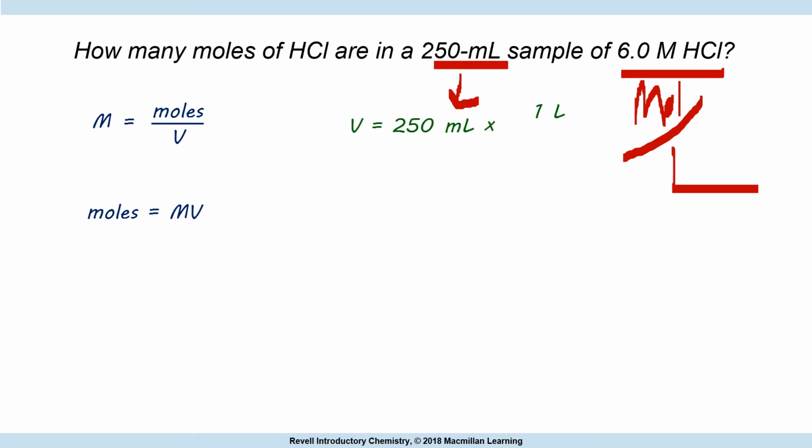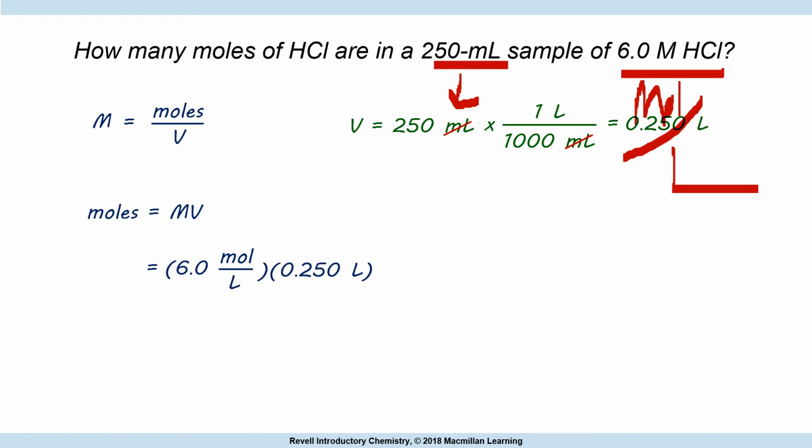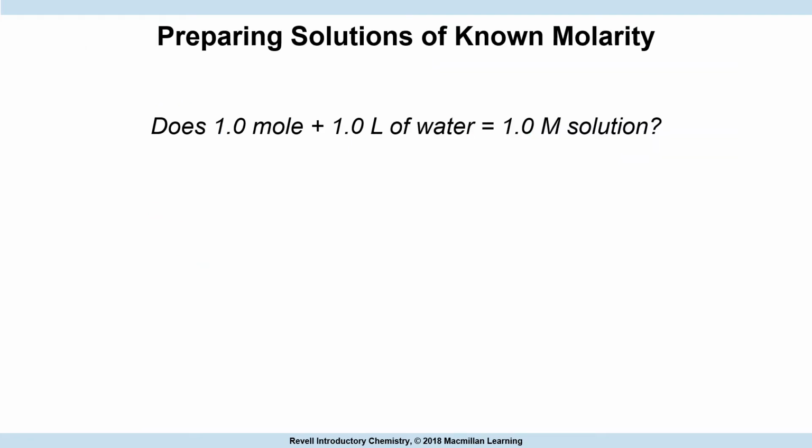Write down a few equations. So here we're changing the 250 into 0.250 liters. That's how many liters we have. And the molar is 6 moles per liter. So we multiply the moles per liter times the liters. We'll see the liters cancel out, and we'll get how many moles there are. 1.5. There's two significant figures. That's what we hold in our answer.